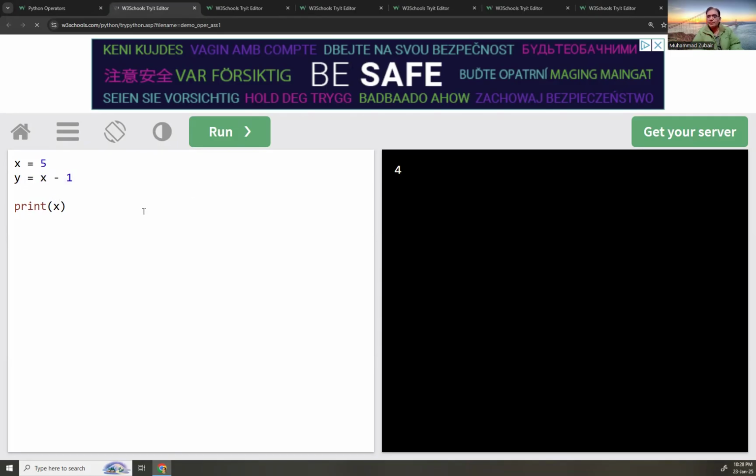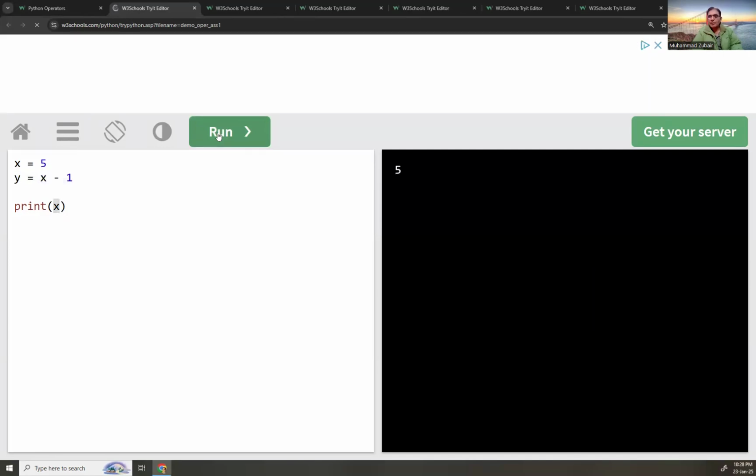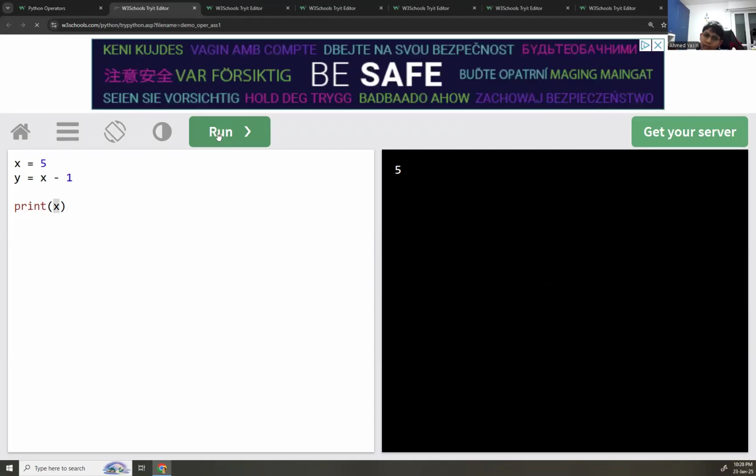So what if I print x again? It'll be 5, because the value of x is still 5. Yes. Okay, that's good.